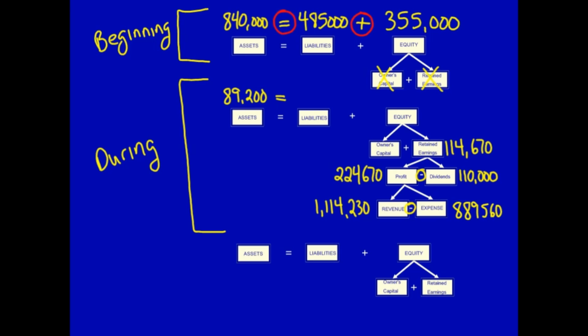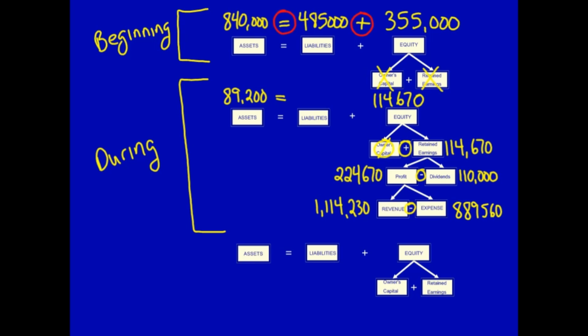Well, what about owner's capital? We weren't given any information in the question about owner's capital, which means that owner's capital didn't change during the year. So, the change in equity is equal to owner's capital plus retained earnings. Retained earnings is $114,670. That means equity is $114,670. Remember that what we've calculated here is what happened during the year, the change in equity. Opening equity at the beginning of the year is still $355,000. The amount for during, 114,670, tells us what the opening number changed by during the year.